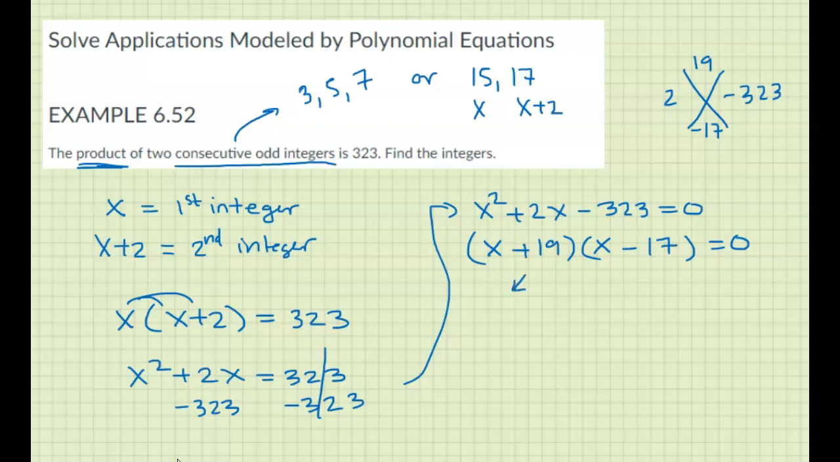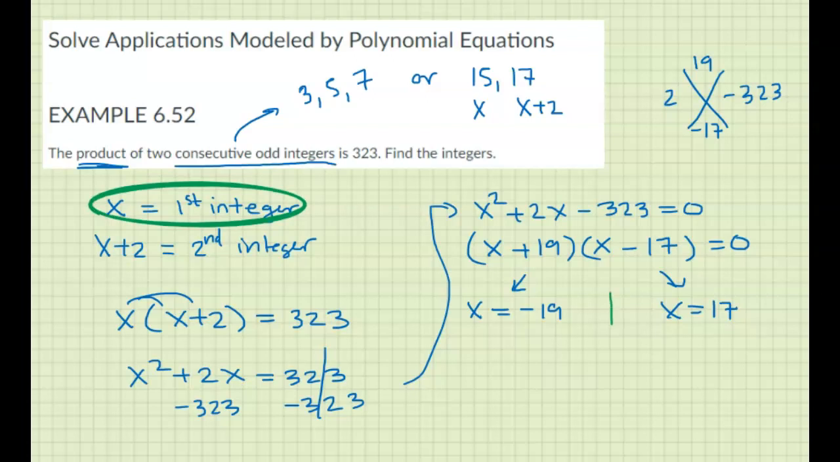Alright, so we separate these. This gives me x equals negative 19. And this gives me x equals positive 17. Okay? So this does not give me the two answers that I'm looking for. x is just the first integer that I'm looking for. We have two choices here.